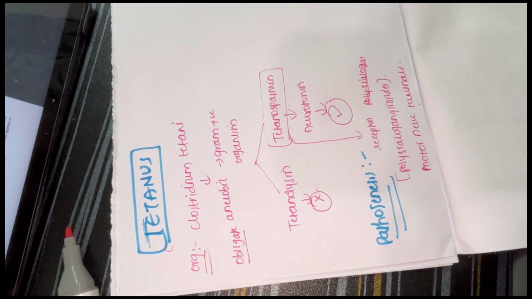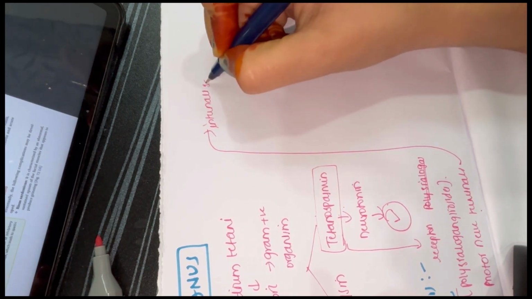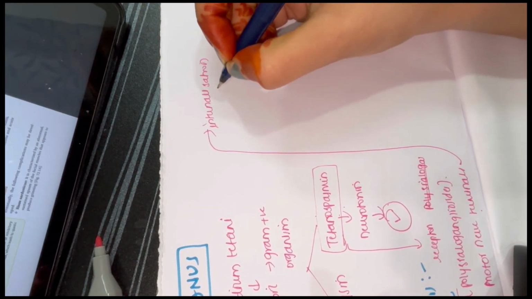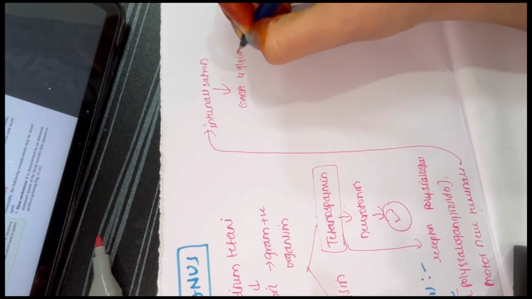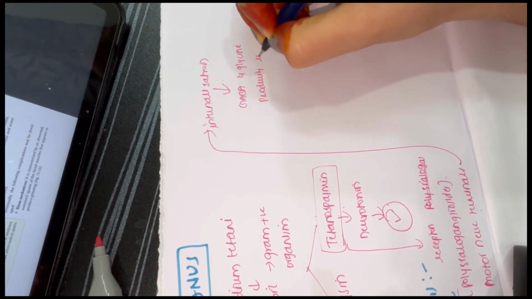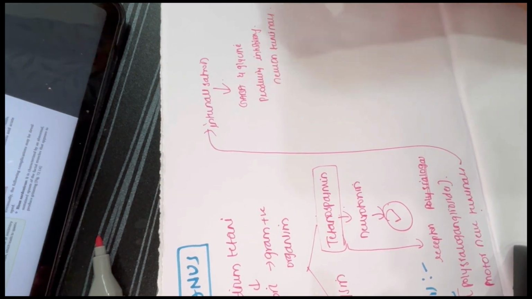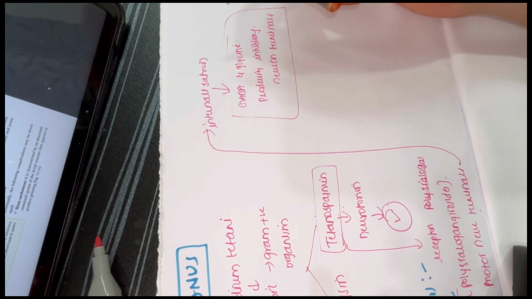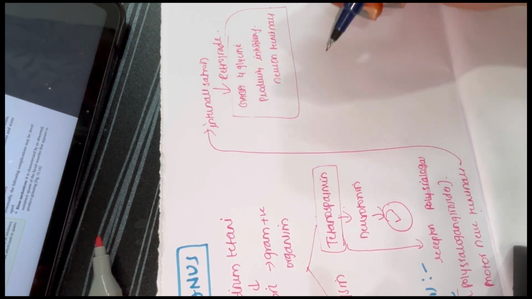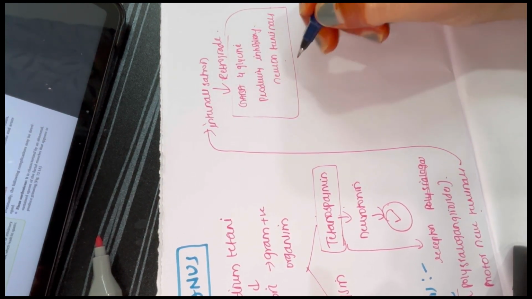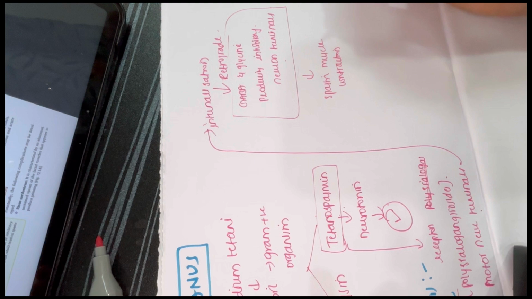After this binds, there occurs an internalization. After this internalization, this toxin is carried to the GABA and glycine producing inhibitory neuron terminals in a retrograde manner. What this toxin does is prevent the release of these inhibitory neurotransmitters, which will lead to spastic muscle contraction.